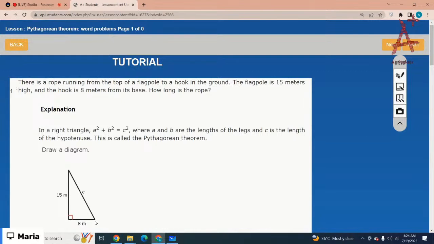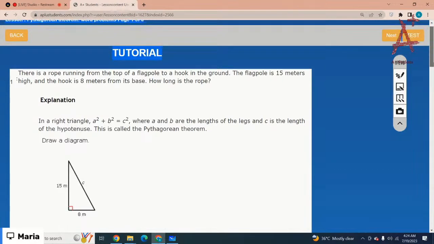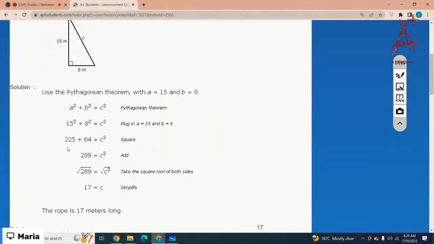Got it? So hypotenuse is C. So C square equals A square plus B square. So it would be 15 square plus 8 square. 15 square is 225. 8 square is 64. So it would be 225 plus 64 equals 289. That means the missing length is 17. Got it? Let's just start with the practice questions.